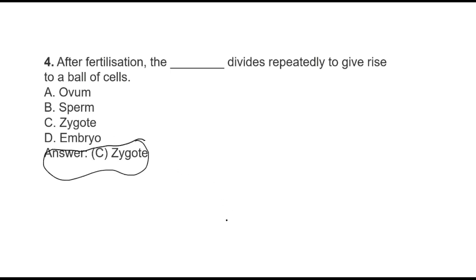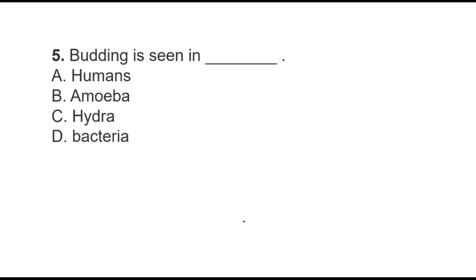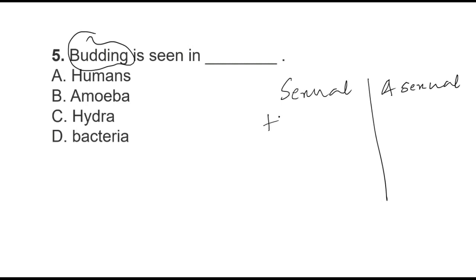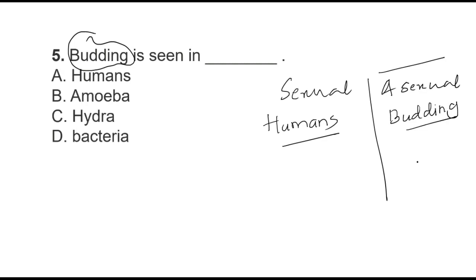Okay, this is the answer. Please remember this. Next, budding. Budding is seen. Now, let us recall what is budding. In reproduction, we have sexual and asexual reproduction, right? In that we have taken humans as an example, whereas here we have many. One of the asexual reproduction is budding. Please recall the previous tutorial. There are many other ways of asexual reproduction, such as binary fission, parthenogenesis, and so on. So budding is one of them.